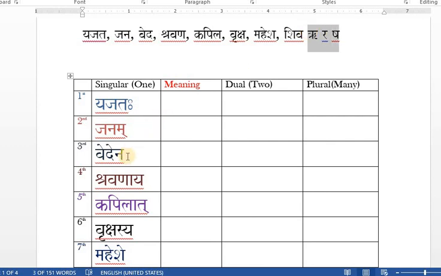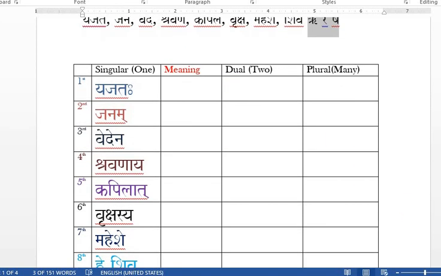So "na" will not be converted to "na". Alright, so students, this is going to be your homework. Please note it down. I hope you understood what you need to do. Just fill up these blanks as per the Rama table.